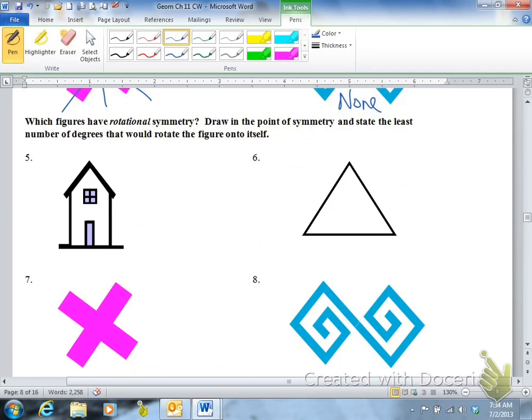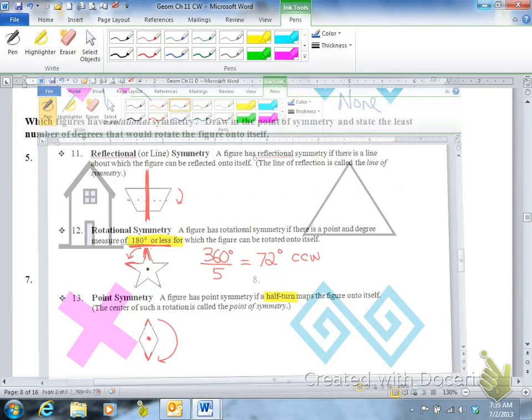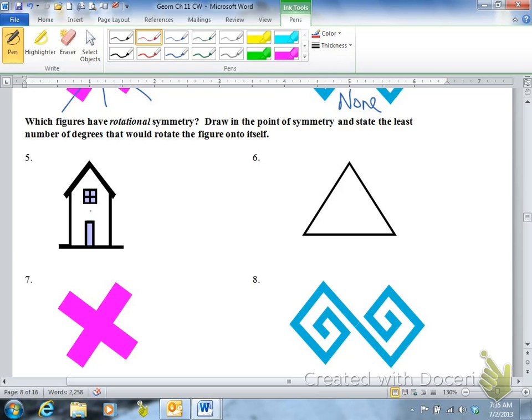The next example is which figures have rotational symmetry. Draw in a point of symmetry and state the least number of degrees that would rotate the figure onto itself. Now remember, rotational symmetry is the one where you need 180 degrees or less. So all of these will rotate if you put a point right in the center of this house and try to rotate this 360 degrees. Sure, everything's going to work 360 degrees. But which figures have rotational symmetry?